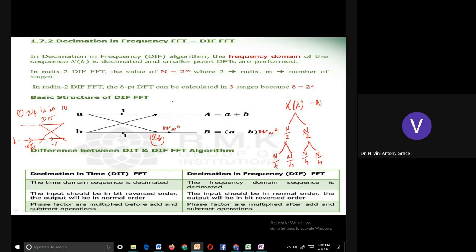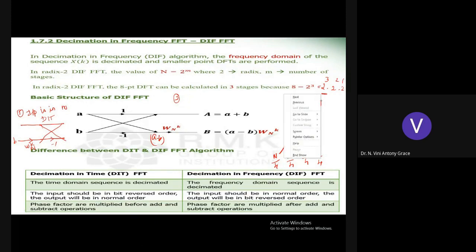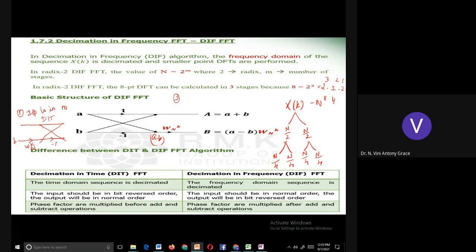And one more difference to be noted is here in DIF method, the order of stages of computation will be reversed, which means here this will be 2 power 3, 2 power 2, 2 power 1. So in the first stage, we have to compute 8-point DFT, then 4-point and 2-point. After 2-point, we will get the output in bit reversed order. You have to write it in normal order. Only then your answer will be correct. You will get full marks. These are the basic differences between DIT and DIF method. Is it clear? Shall we start a problem now?